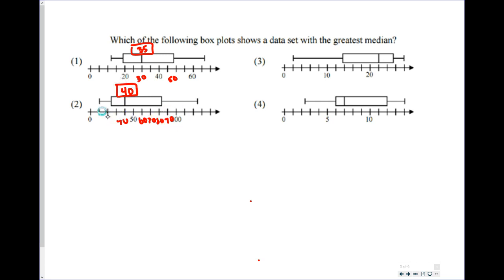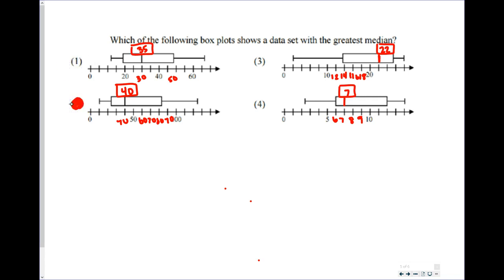Number 3, I can tell that this is going up by 2s: 10, 12, 14, 16, 18, 20. My median is here at 22. And then finally, number 4, it's going up by 1s: 5, 6, 7, 8, 9. So that means that this is a median of 7. Now, of all these 4 numbers, which one is the biggest? Number 1. Okay, no, not number 1, sorry. Number 2 has the biggest one at 40.